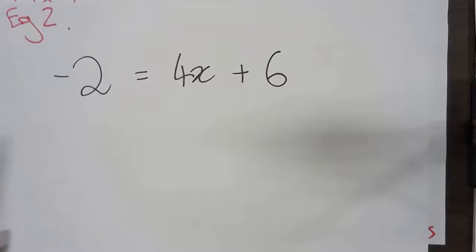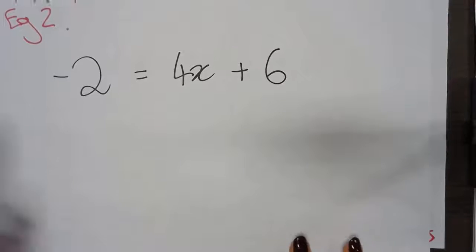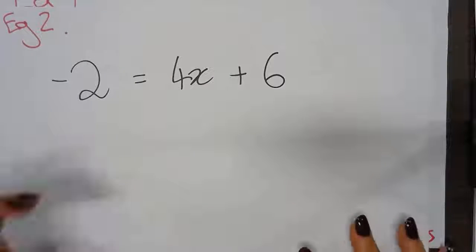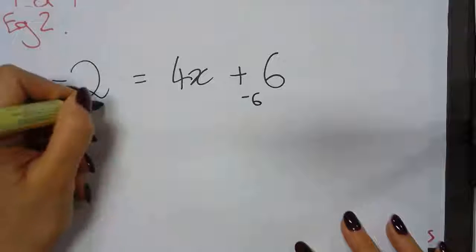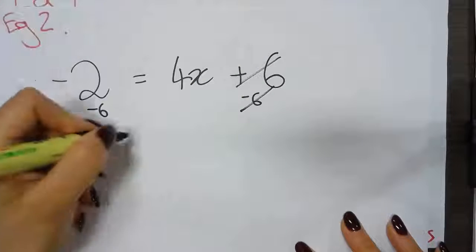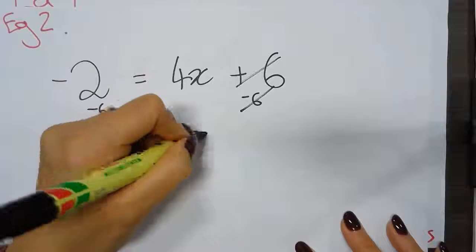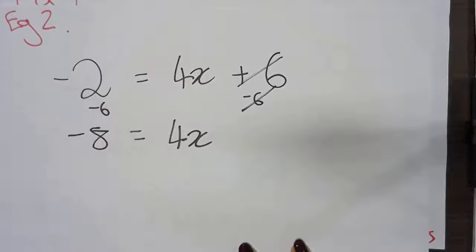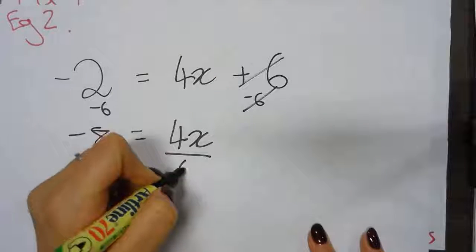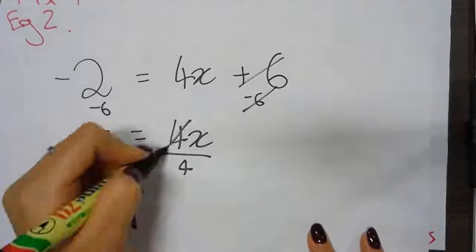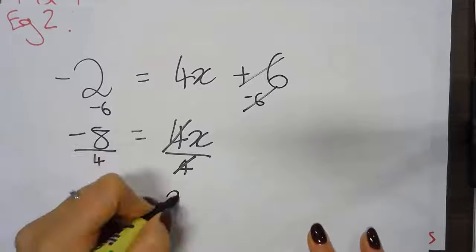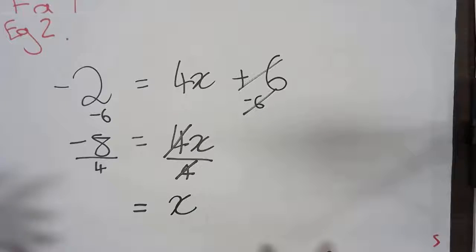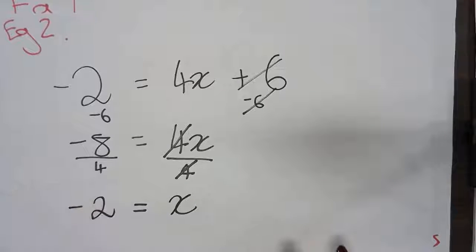Example number 2, negative 2 equals 4x plus 6. Again, 4x, very close together. We need to get rid of the plus 6 first. So subtract 6, cancel that away, so 4x is left on that side. Negative 2 minus 6 is negative 8 altogether. So, divide by 4 in order to cancel the 4 away from the x, and then it's negative 8 divided by a positive 4, negative answer, and it's a 2.